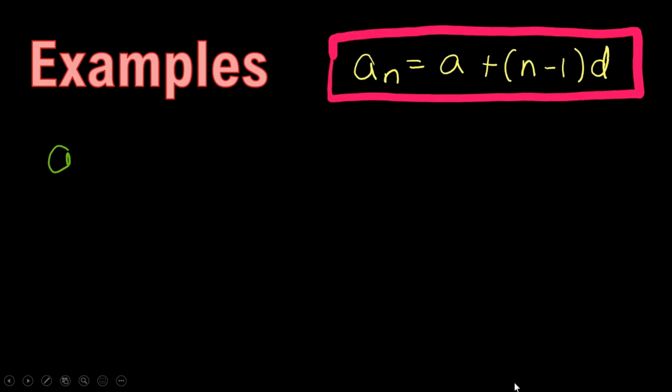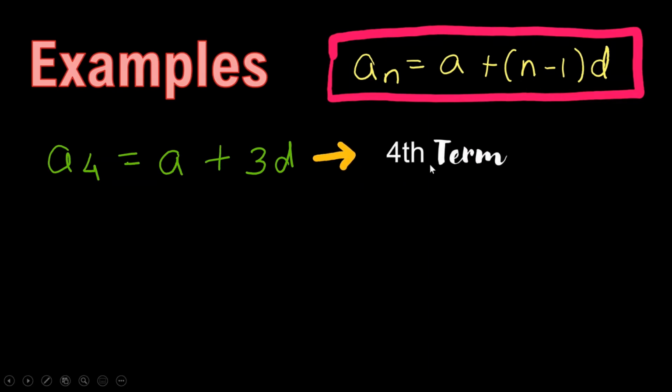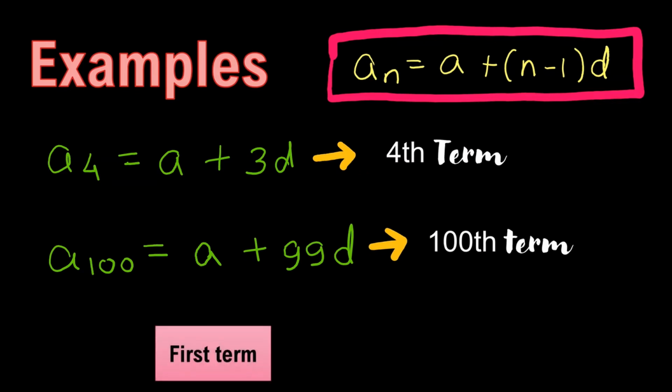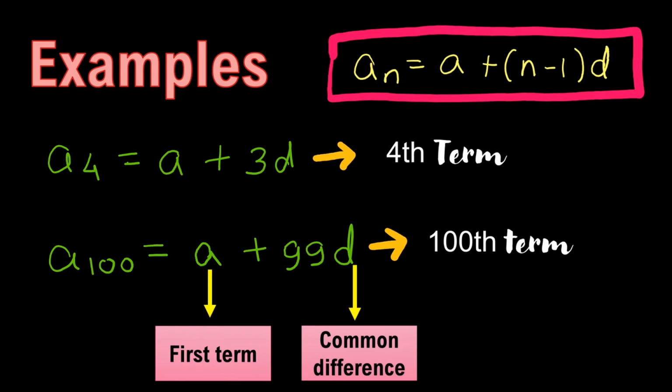Okay, let's see some more examples. Here a_n, we know, is a plus (n minus 1) times d. So if you try to find a_4, it is a plus 3d, right? Here n is 4, so we calculate a plus 3d. So it is the 4th term. Similarly, if you want to find the 100th term, n minus 1 is 99, so it is a plus 99d. So this is the 100th term. Okay, clear? So a is the first term and d is the common difference. Okay, this should be crystal clear in your head now.